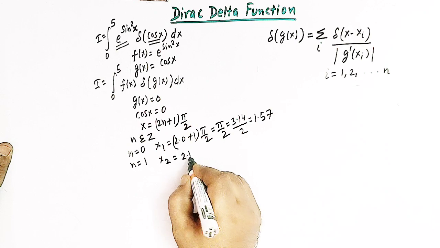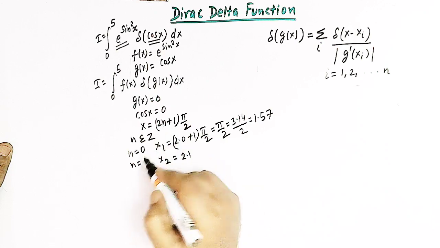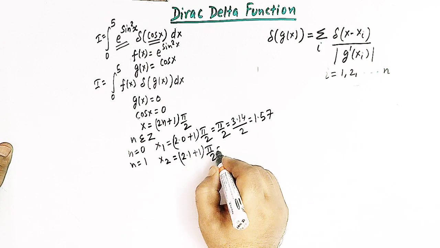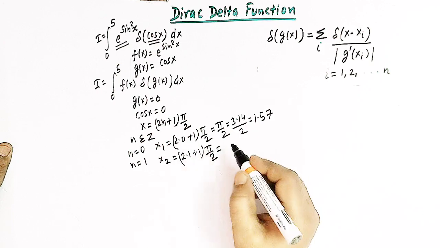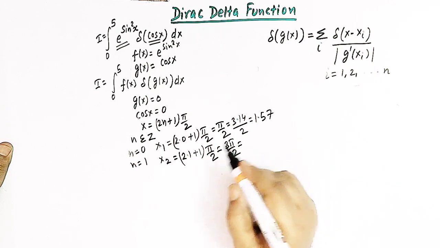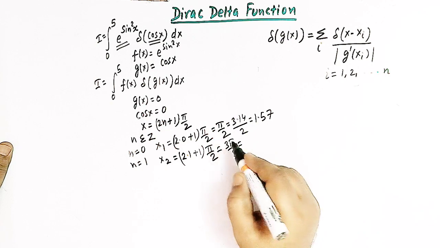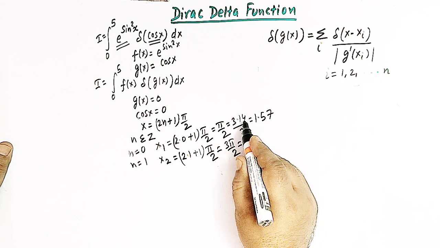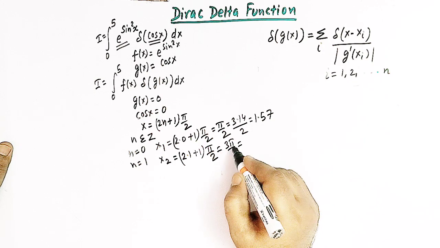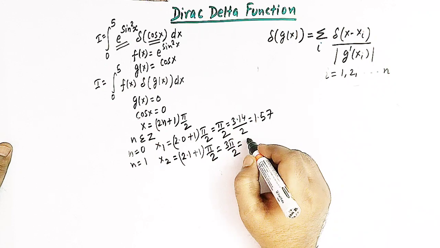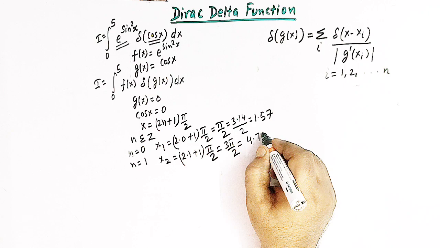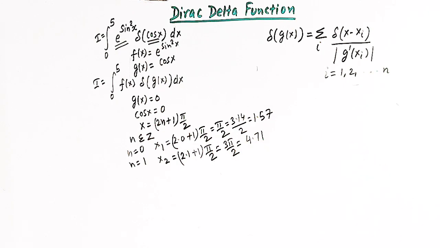Now let us take n equal to 1, and call the root x2. Then we have (2 times 1 plus 1) pi by 2, so this is 2 plus 1, 3, that is 3 pi by 2. Again, if we take the approximate value of pi as 3.14, multiply it with 3, and divide the result by 2, we approximately get 4.71.